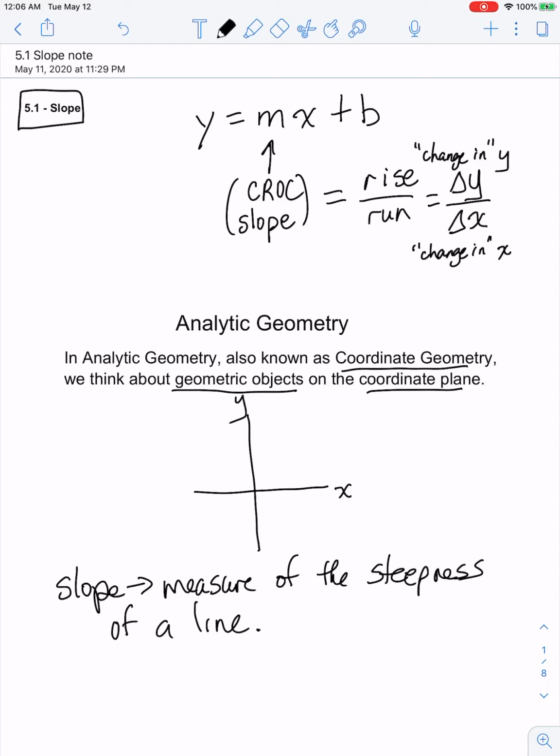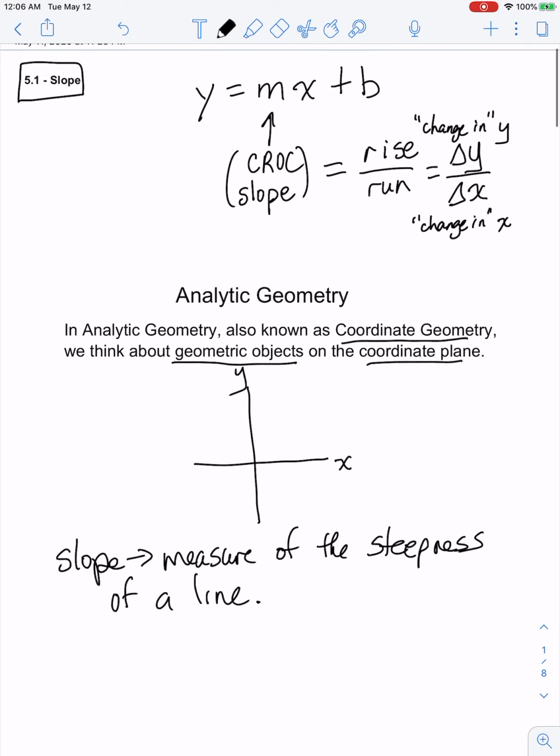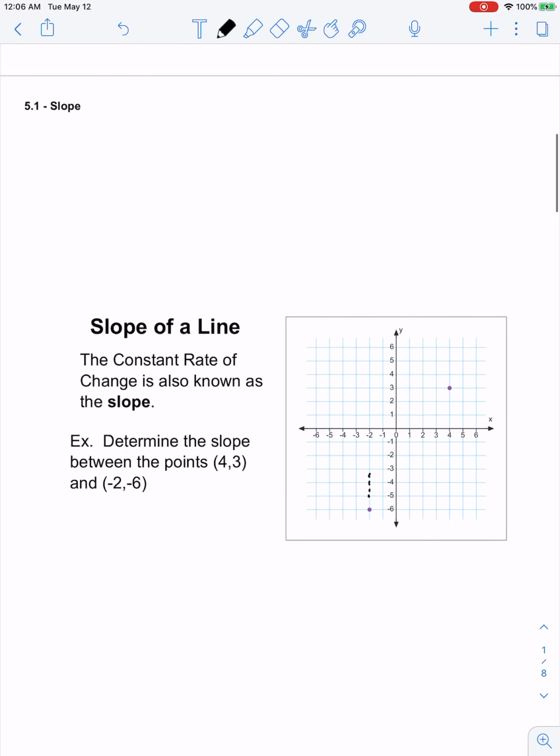All right, so none of that has changed. All we've really done is we've just renamed it. It's not the CROC anymore, the constant rate of change. It's now called the slope. It's the same thing though. It's like a rose is a rose. It's the same thing. We're just giving it a new name.